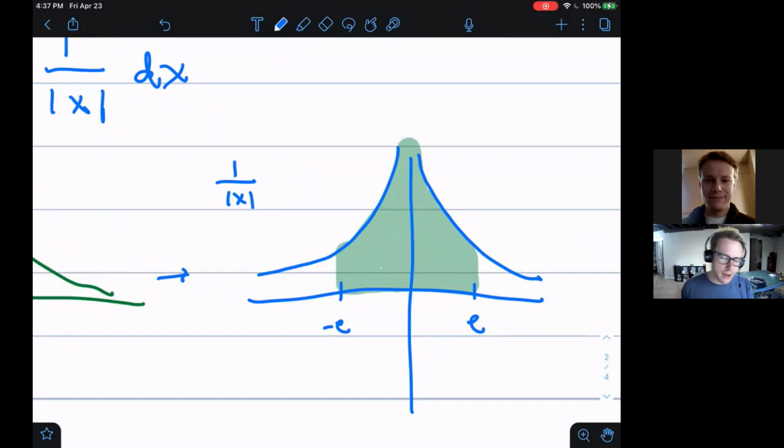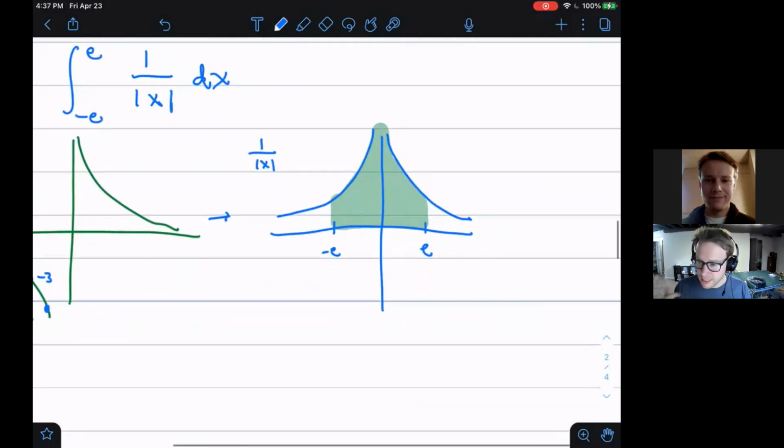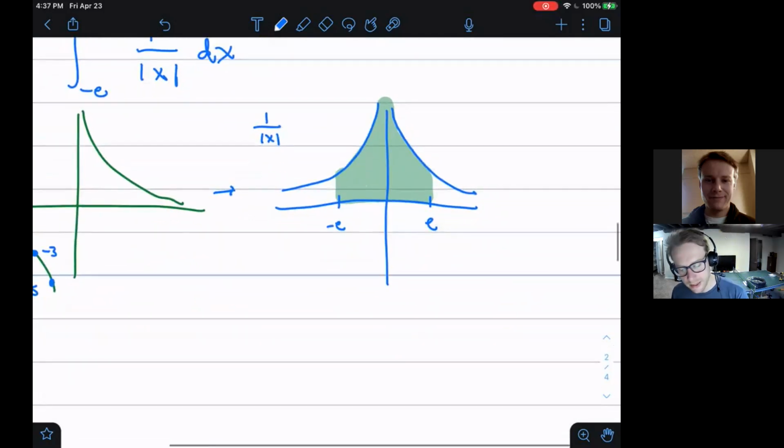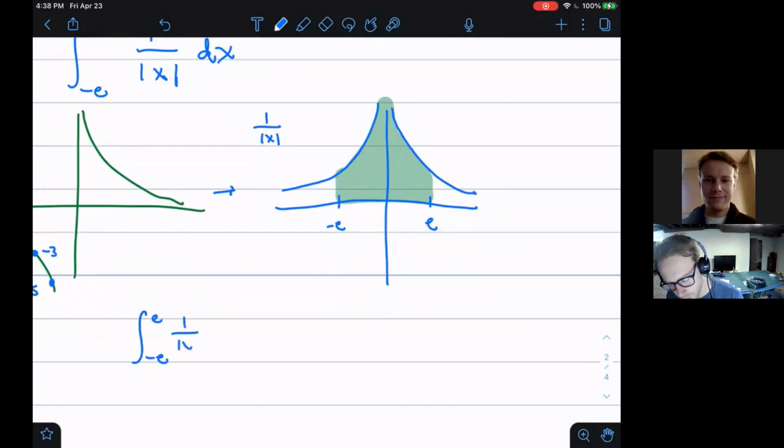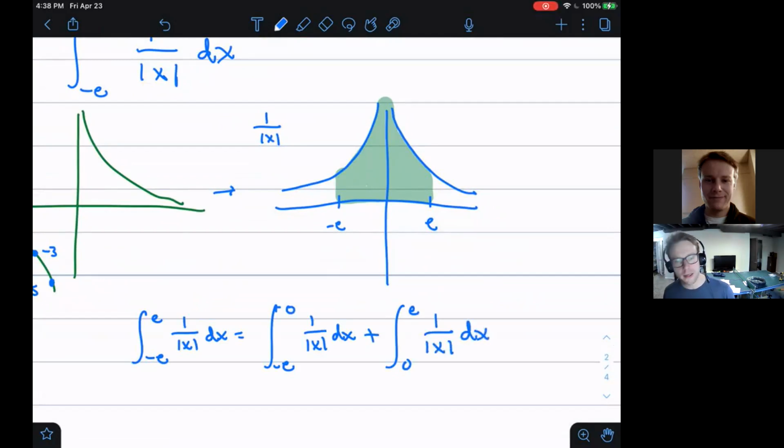And so remember, anytime that you're doing an improper integral and you're integrating across a discontinuity, you have to break it off and pay close attention at that discontinuity. So for instance, in this case here, instead of just integrating from -e to e of 1 over the absolute value of x, we need to break this up and go from -e to 0 of 1 over the absolute value of x, and then go from 0 to e, 1 over the absolute value of x dx.